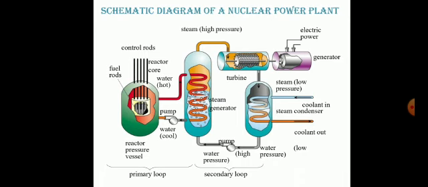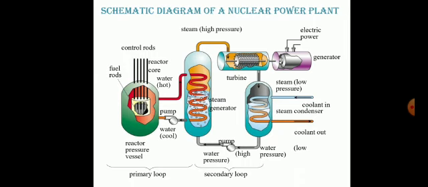Here two loops are used, the primary loop and the secondary loop. In the primary loop, we have the reactor core, which contains the fuel rods, control rods, and the pressure vessel. Now the secondary loop, which contains the steam generator, steam condenser, turbine, and generator.